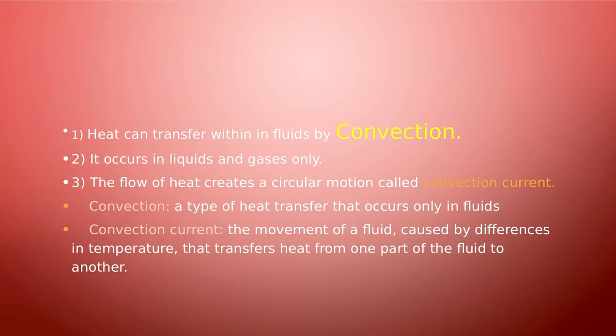Again, what is the meaning of convection current? It is the movement of fluid, or circular movement of fluid, caused by differences in temperature. How differences in temperature? Because the temperature at the lower part is higher than the temperature at the higher part. That transfers heat from one part of the fluid to another, right? This is called the convection current, or how the heat is transferred between the particles of water. Can we apply this on the particles of the air, for example? Yes, we can apply it to the particles of the air.